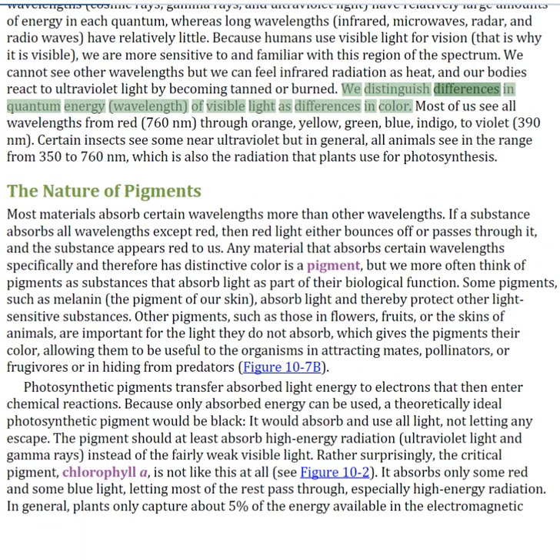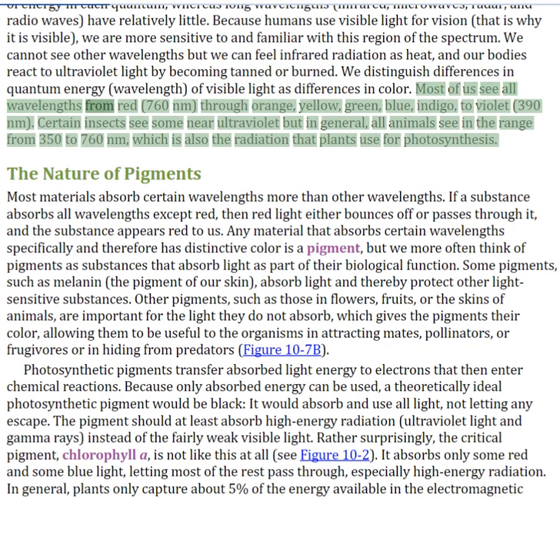We distinguish differences in quantum energy of visible light as differences in color. Most of us see all wavelengths from red through orange, yellow, green, blue, indigo, to violet. Certain insects see some near ultraviolet, but in general, all animals see in the range from 350 to 760 nanometers, which is also the radiation that plants use for photosynthesis.